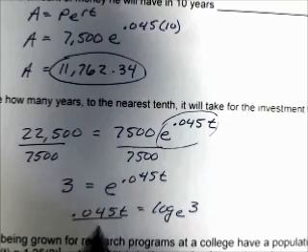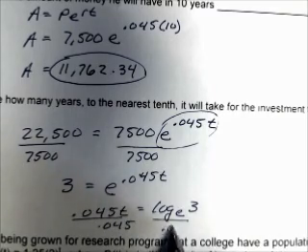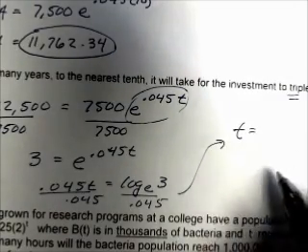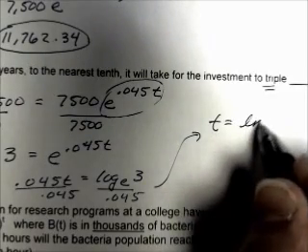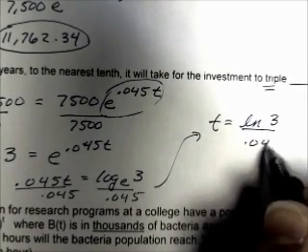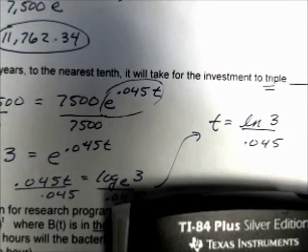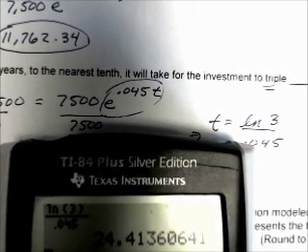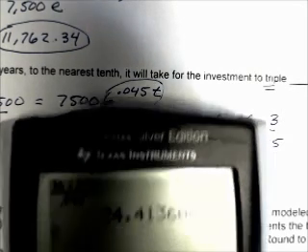One more step. To get t by itself, divide by 0.045. So t is equal to log base e, which is the same as ln, of 3 divided by 0.045. And go to our calculator. Again, I'll key it in as a fraction: alpha y equals, ln 3 over 0.045. We get 24 point... determine how many years to the nearest tenth, 24.4.